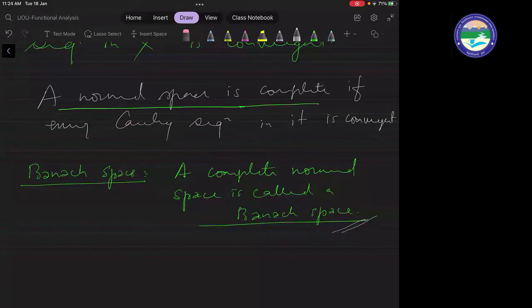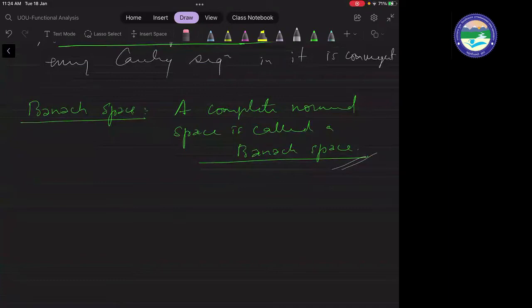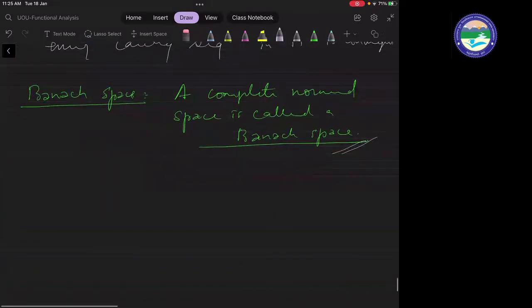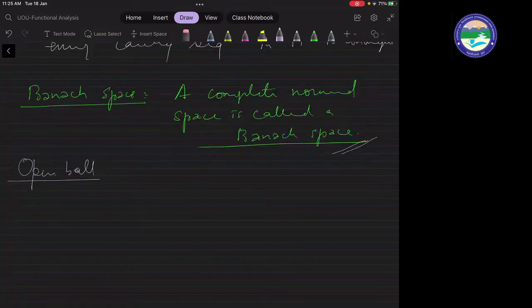Okay? Yes, sir. So before going to some examples, let us see a result which characterizes Banach spaces. Before going to the result, let us recall a few notions from metric space. आपने open balls पढ़े हैं? Open ball, closed ball, metric space में?